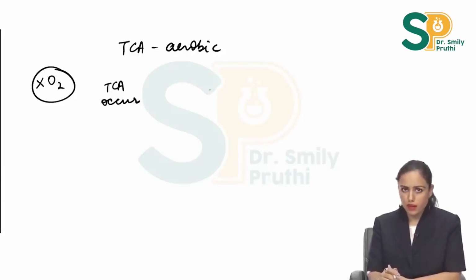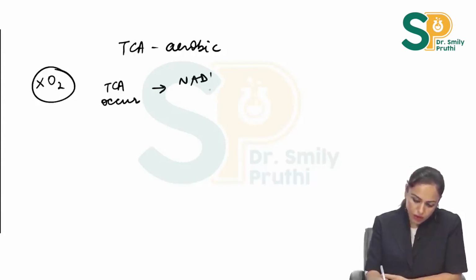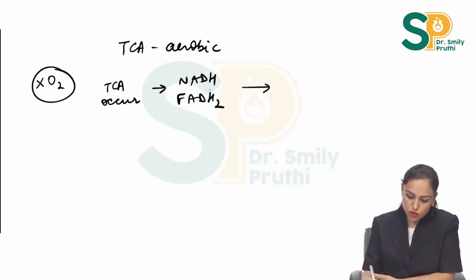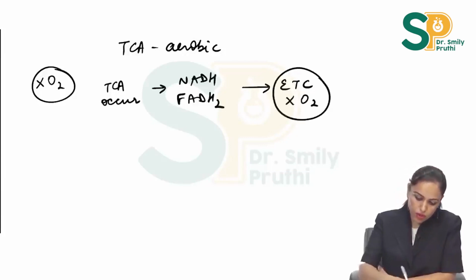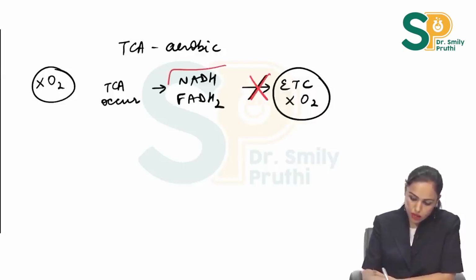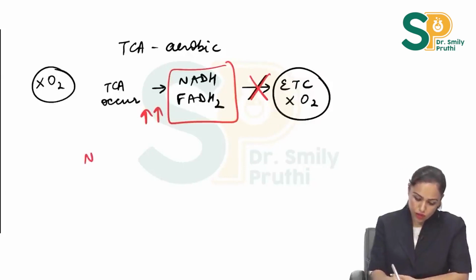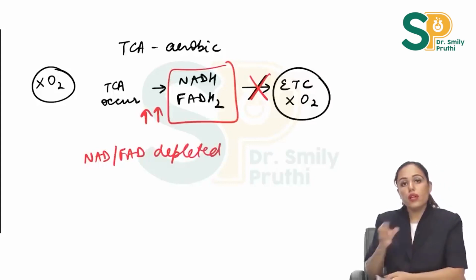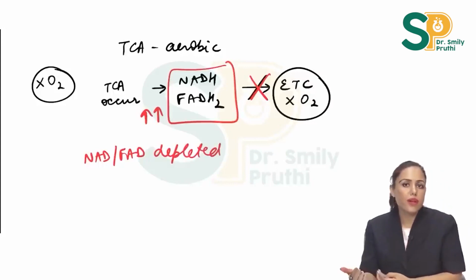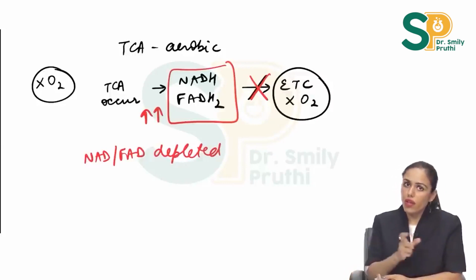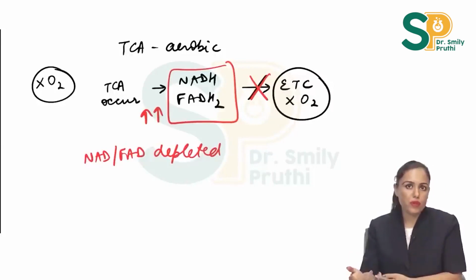So TCA will occur. That is, first few cycles of TCA will be occurring. Now when TCA occurs, then lots of NADH and FADH2 will be produced. This NADH and FADH2 has to go into ETC for giving ATP. But we have taken the situation that oxygen is not there, so ETC cannot occur. So NADH and FADH2 will accumulate. Or we can say NAD and FAD are depleted. That is, all the NAD and FAD of the cell is converted to NADH and FADH2. So now NAD and FAD depleted means TCA will stop, right?